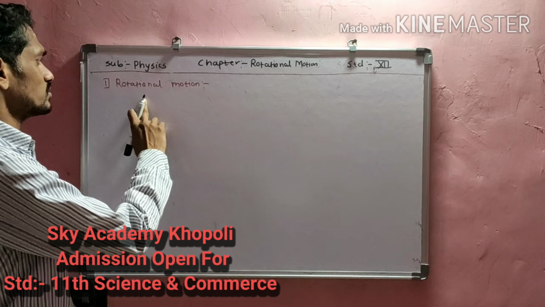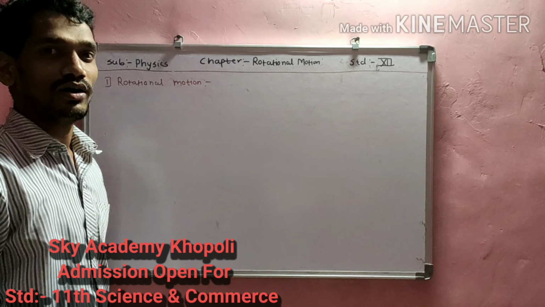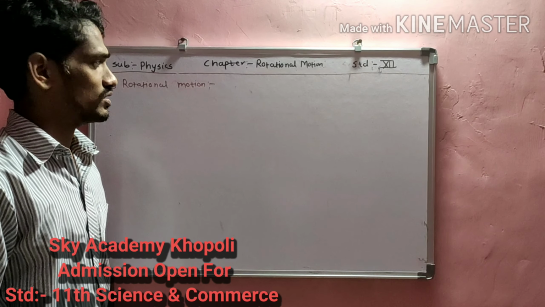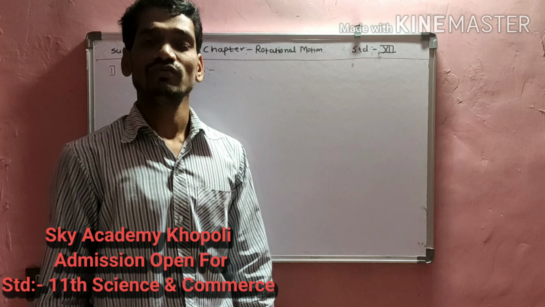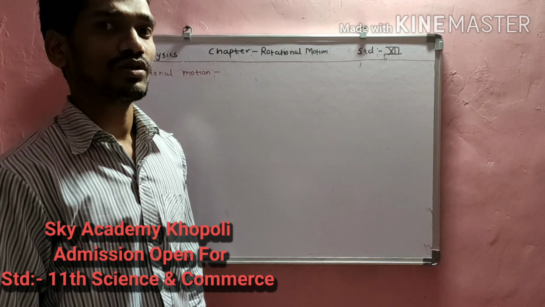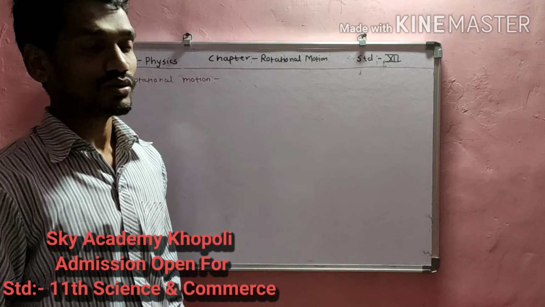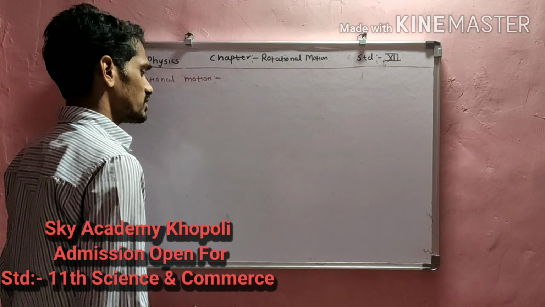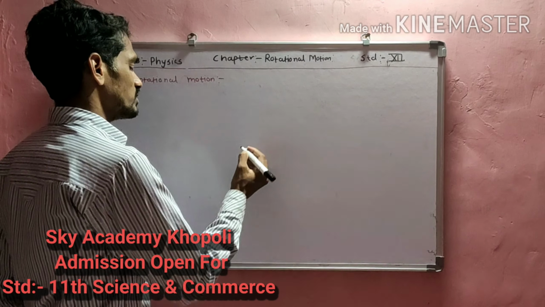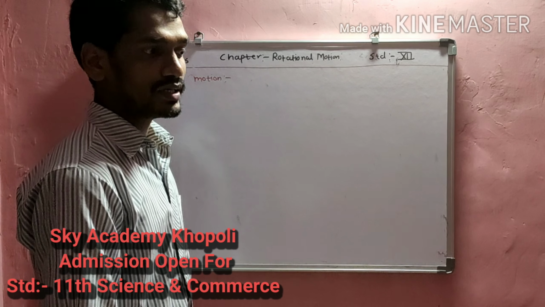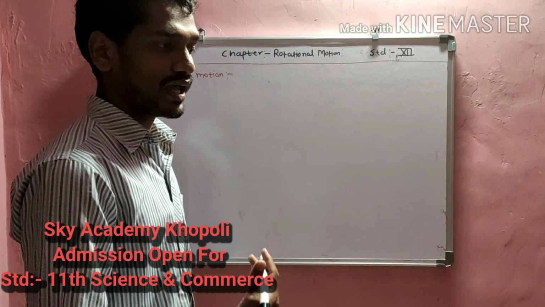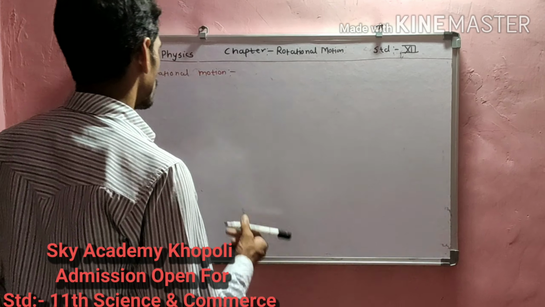We are going to start the rotational motion. So what is rotational motion? Which motion is called rotational motion? Students, remember that rotational motion means: if a system of particles performs circular motion along some imaginary line, which we call the axis, that is called rotational motion.